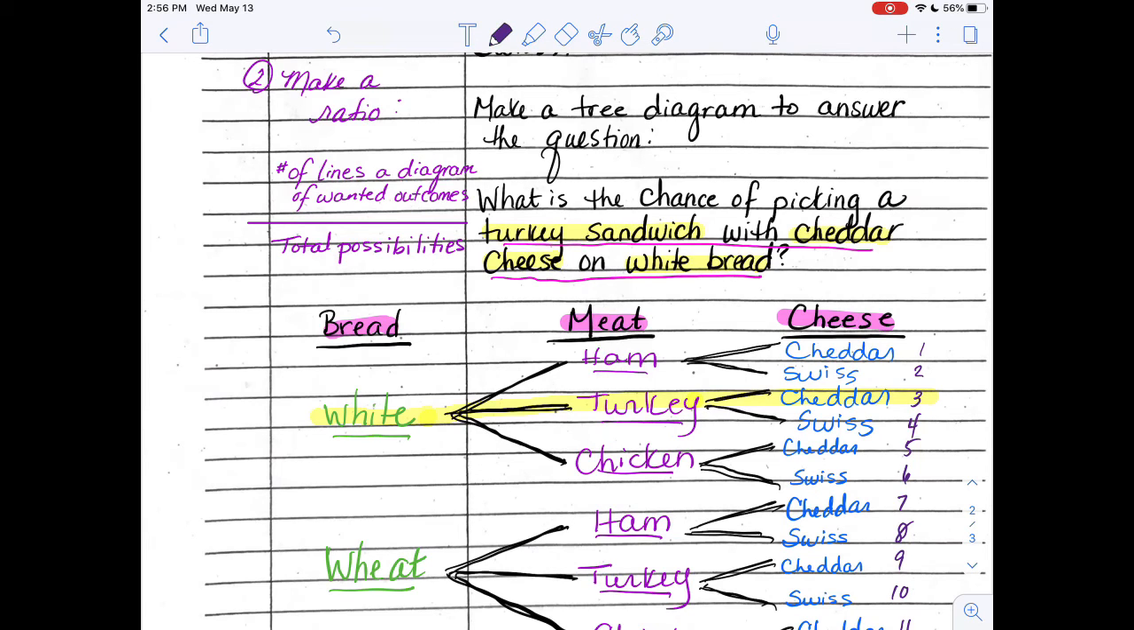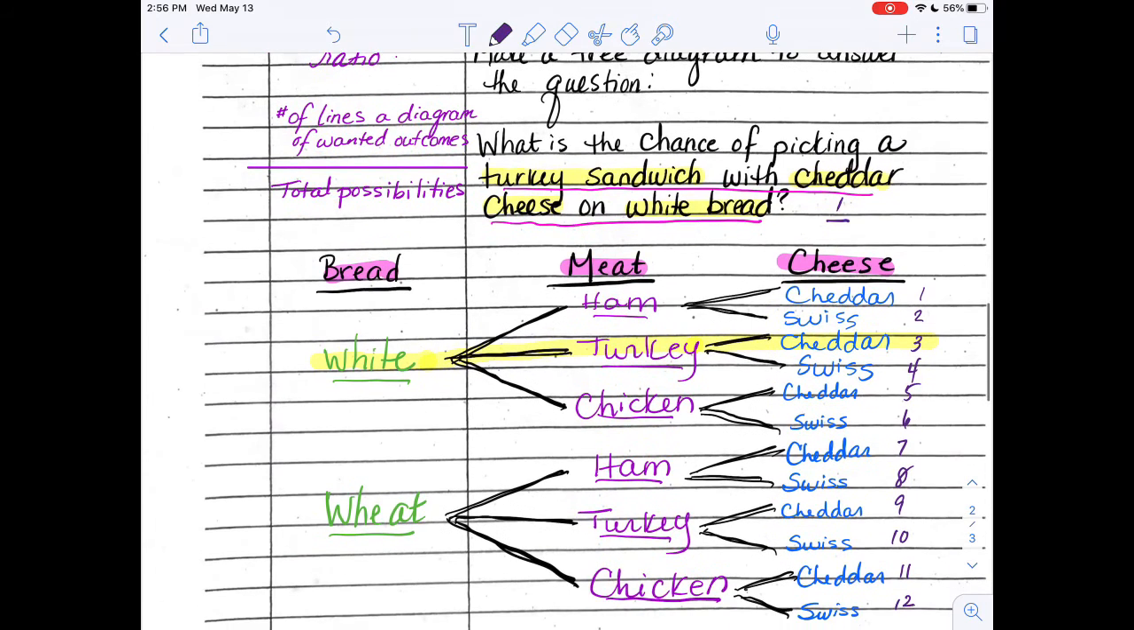So now we're going to go ahead and make that ratio and answer the question, what's the probability? There was only 1 branch. That's the number of lines in the diagram of what we want, or wanted outcomes, out of how many total possibilities were there? 12. The chance that I pick up that turkey sandwich with cheddar cheese on white bread is only 1/12.